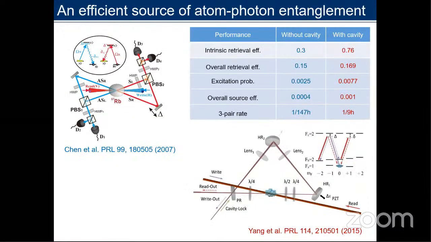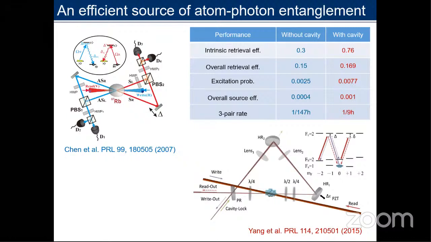For these network applications, the most important figure of merit is the overall efficiency for one pair of atom photon entanglement, which includes the preparation efficiency and the verification efficiency. For atomic ensembles without a cavity, the typical overall efficiency is merely about 4 times 10 to minus 4, corresponding to a 3-pair rate of 1 per 147 hours, which is definitely infeasible for experimental realization.